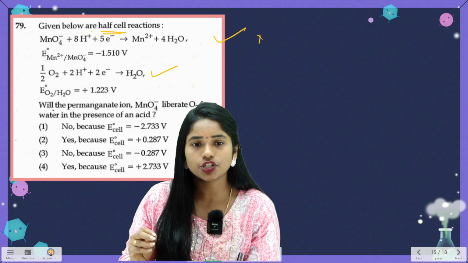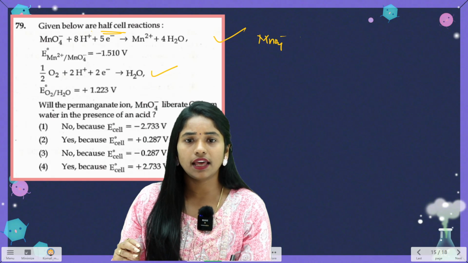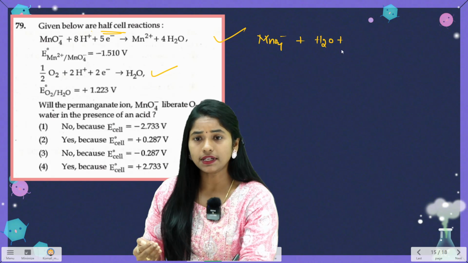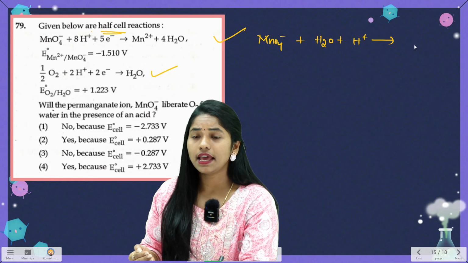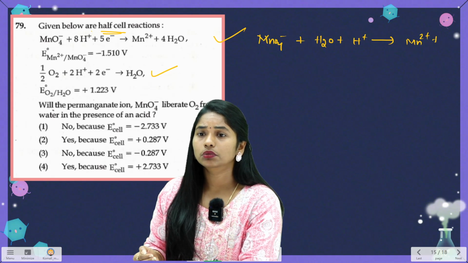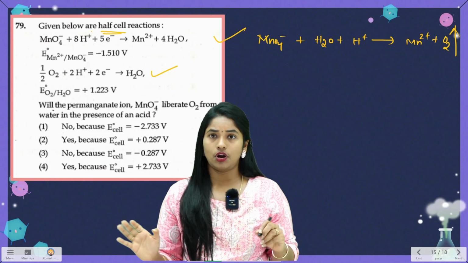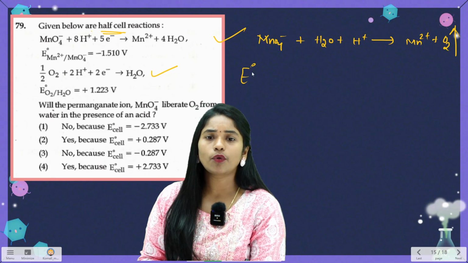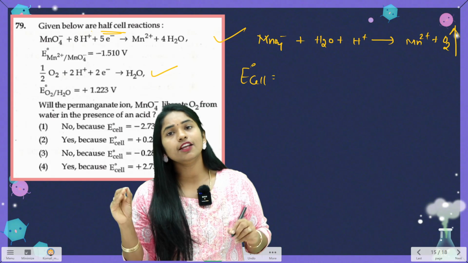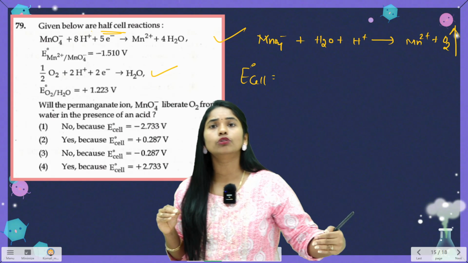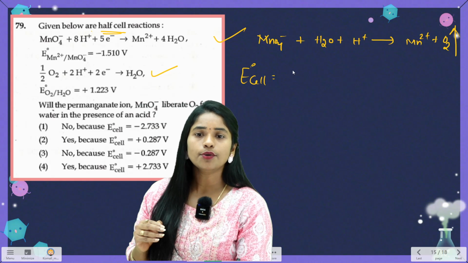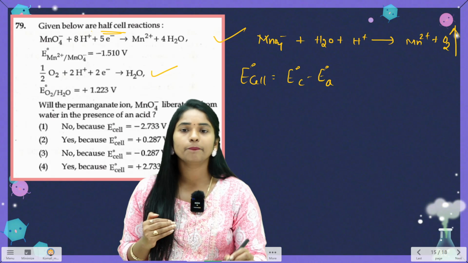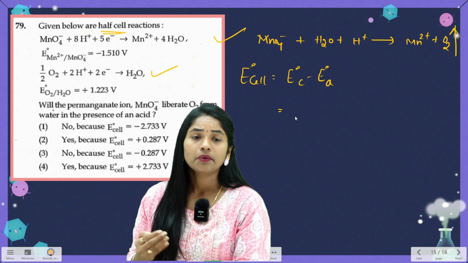So write the reaction: MnO4 minus is there and you are adding it to water in presence of H plus ion. Is it able to release O2 or not? That you have to find out. To find it out, you should calculate what, students? E naught cell. What is the E naught cell formula? E naught of cathode minus E naught of anode is the formula. What is the E naught of cathode value?